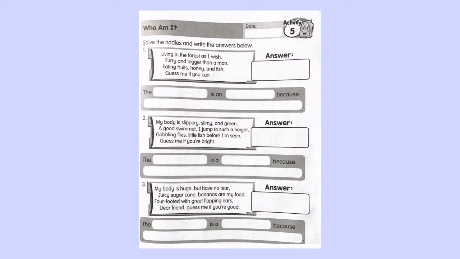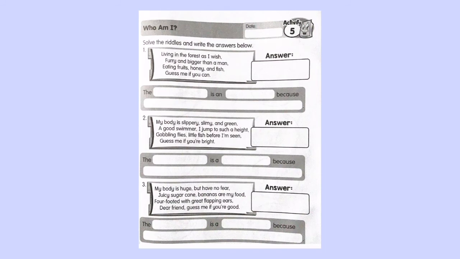So the answer is bear. So you write down in the answer box, bear. And then you fill in the blanks. The bear is an omnivore. Omnivore. Because it eats plants and other animals.